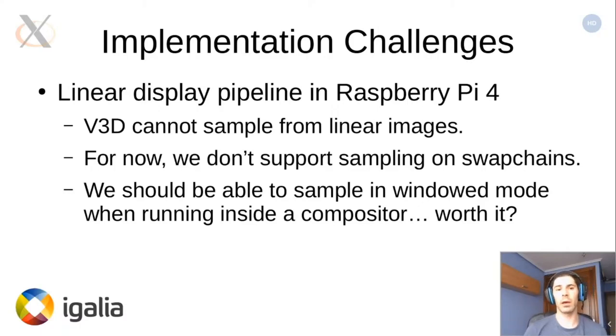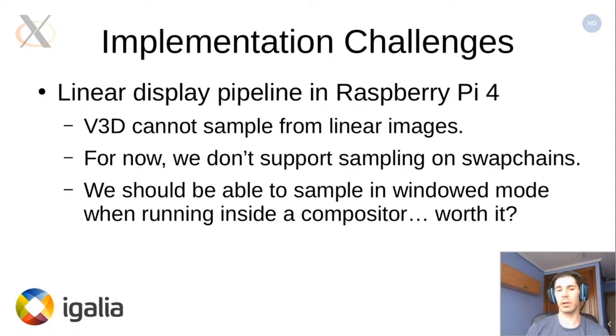Another thing that we have in the Raspberry Pi 4 is a display pipeline that can only handle linear images, whereas our render pipeline cannot sample or texture from linear images at all. So, funnily enough, the window system bits in Mesa for Vulkan assume that any of your swap chain images are going to be images that you can texture from by default. But that's not true in our case because of this. So we have to disable that feature on the Pi 4 for now.